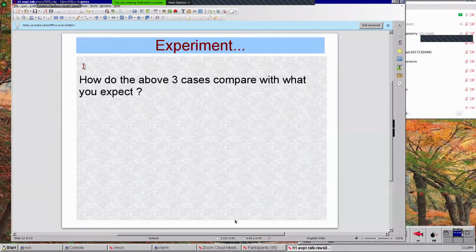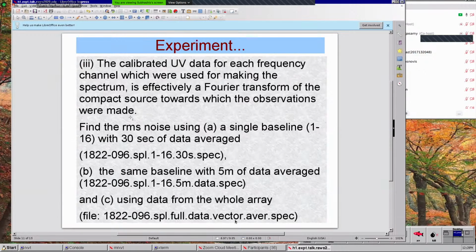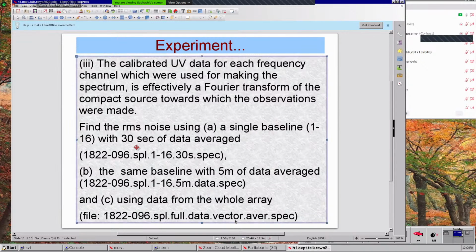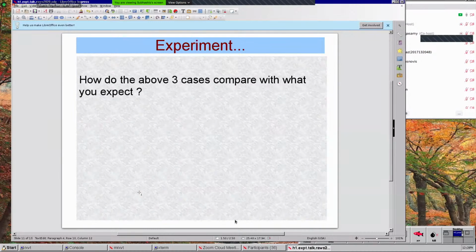So this is basically what will happen in sector ABC, which I said uses a single baseline. You are comparing the RMS with averaged time and averaging over the whole array, and how the RMS noise changes. How do the other 3 cases compare with what you expect? So that is what the question is really.